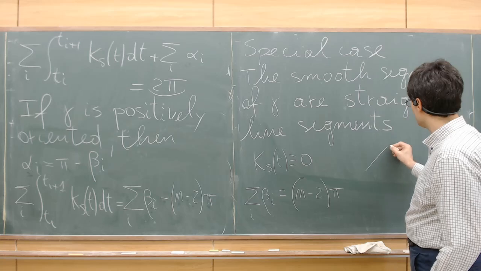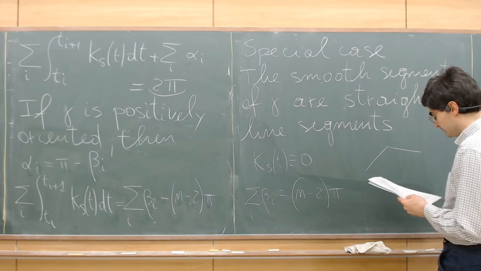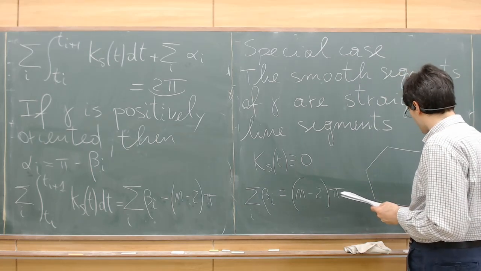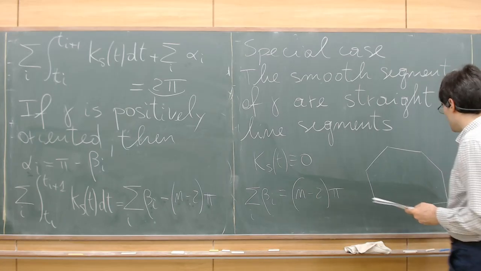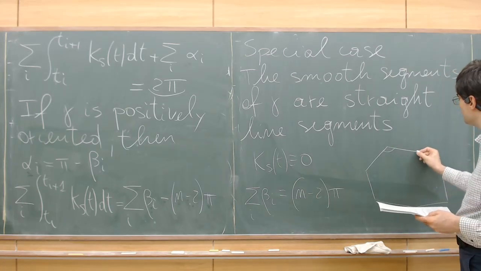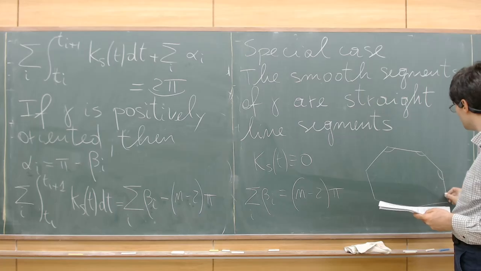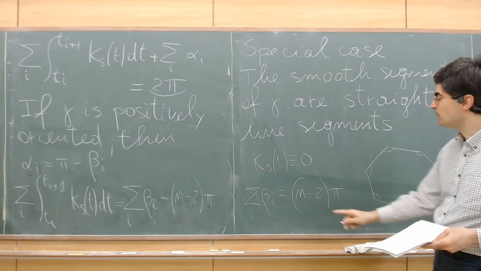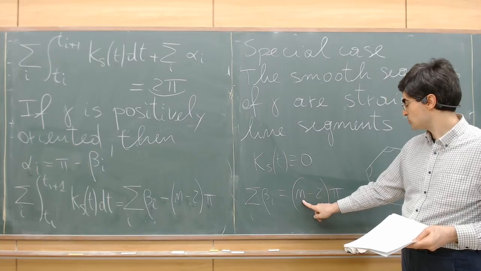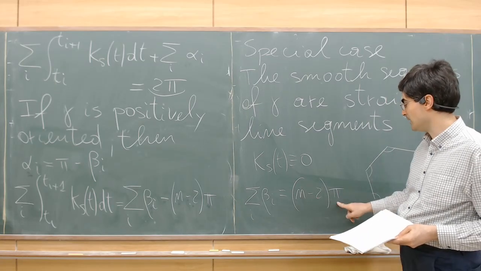Precisely when you have a polygon, you know that the sum of the interior angles of this polygon is equal to the number of the edges of the polygon minus 2 multiplied by pi.